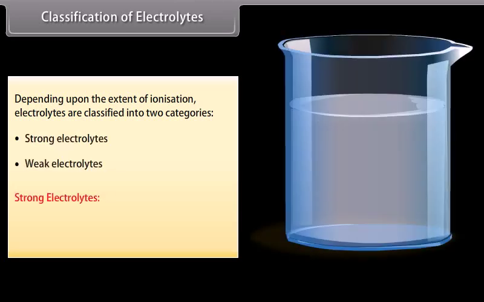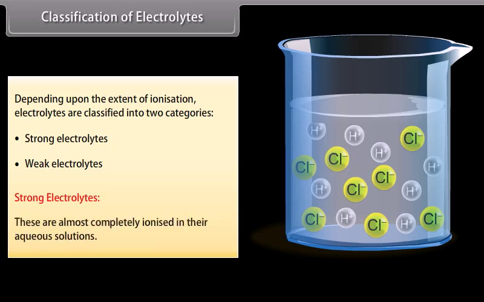Classification of electrolytes. Depending upon the extent of ionization, electrolytes are classified into two categories: strong electrolytes and weak electrolytes. Strong electrolytes. These are almost completely ionized in their aqueous solutions. For example, HCl, NaOH, and KCl.